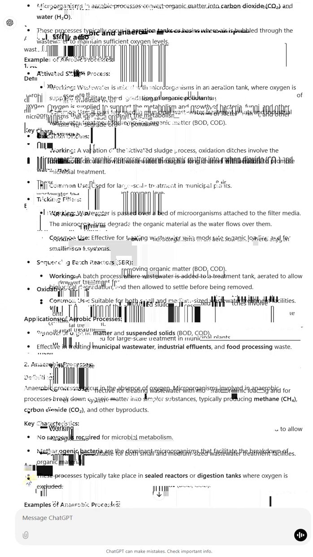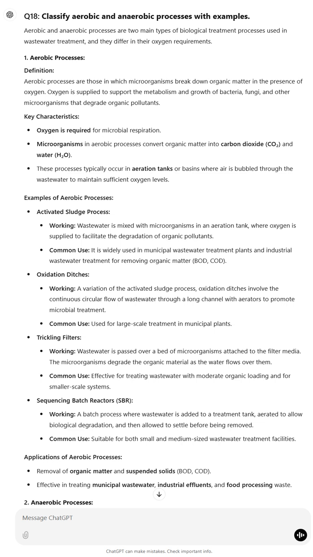Q18. Classify aerobic and anaerobic processes with examples. Aerobic and anaerobic processes are two main types of biological treatment processes used in wastewater treatment, and they differ in their oxygen requirements.